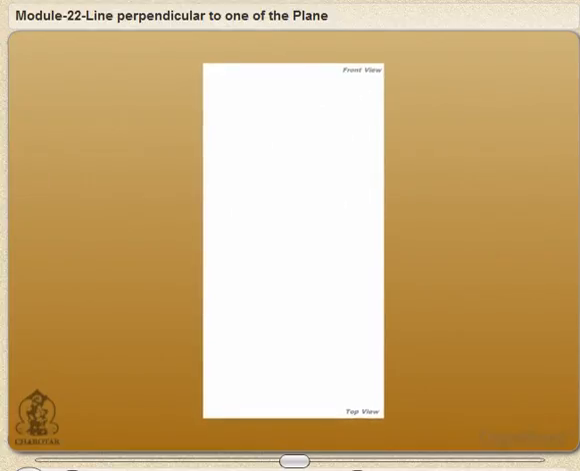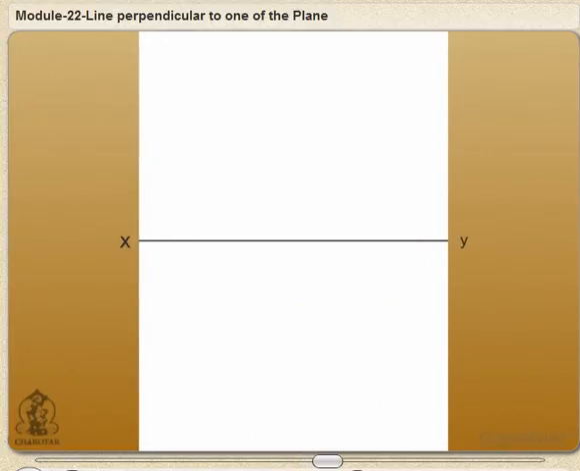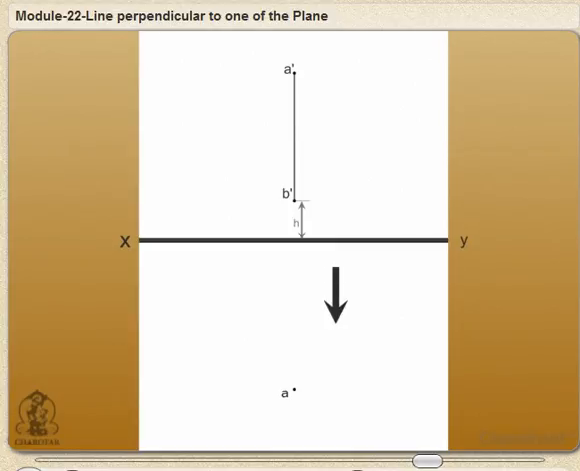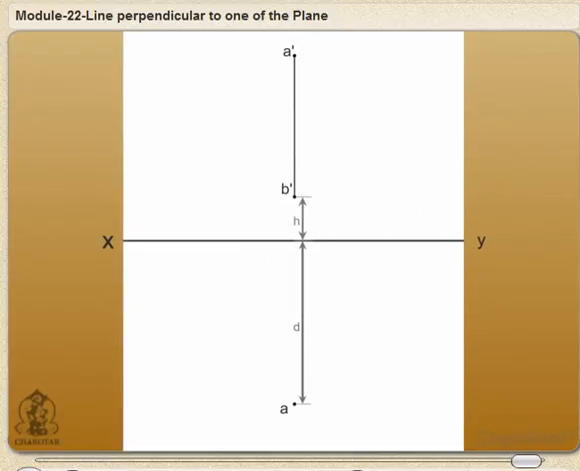For this, first draw a horizontal reference line XY. Then draw a line A'B' above and perpendicular to XY with endpoint A' at a distance of H units from XY. Next, mark a point BA below XY at a distance of D units in line with line A'B'. Line A'B' and point BA are the projections of the line AB on VP and HP respectively.